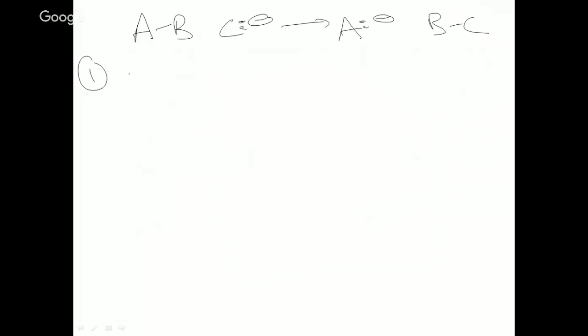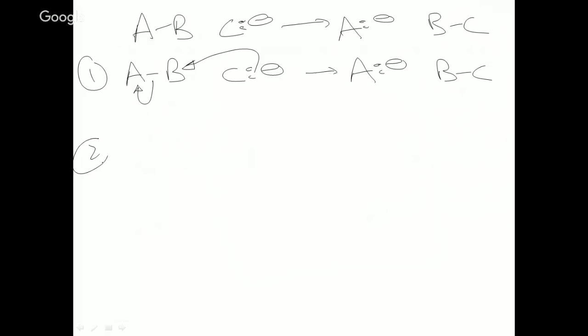The first one looks like this. One arrow comes in, displaces the A minus. We would call this concerted. This is an arrow pushing mechanism, and that's a substitution.